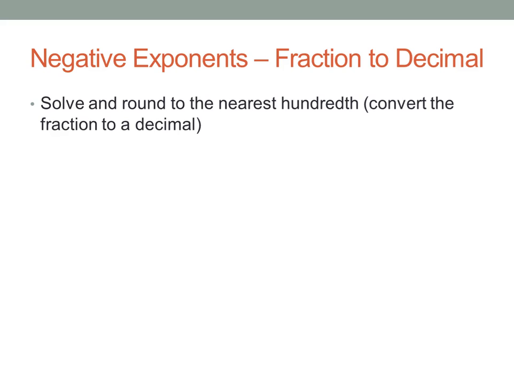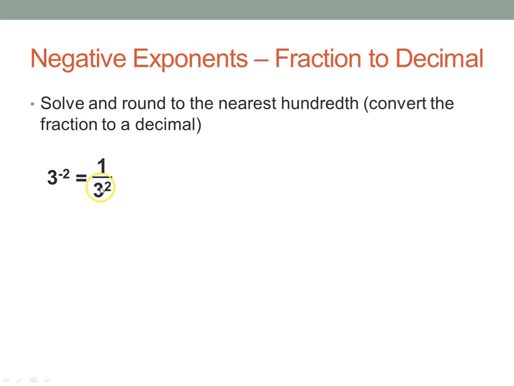But now let's move on to negative exponents, where we're going to convert the fraction to a decimal. So I want you to solve, and when we get a fraction, round it to the nearest hundredth. All right, so you're going to convert the fraction to a decimal. So 3 to the negative 2, we'll do this together. So 3 to the negative 2, I'm going to take the reciprocal, and I'm going to change the sign of my exponent to its opposite, so positive.